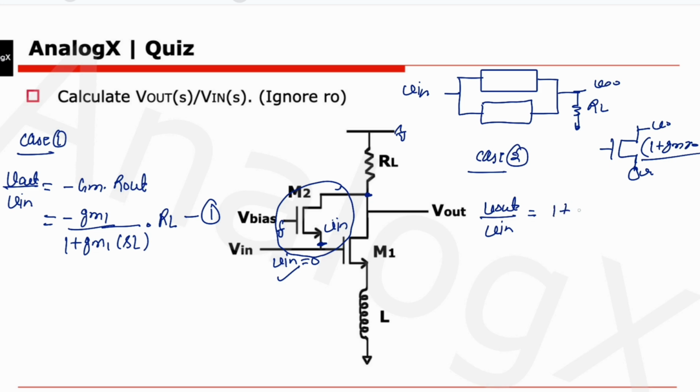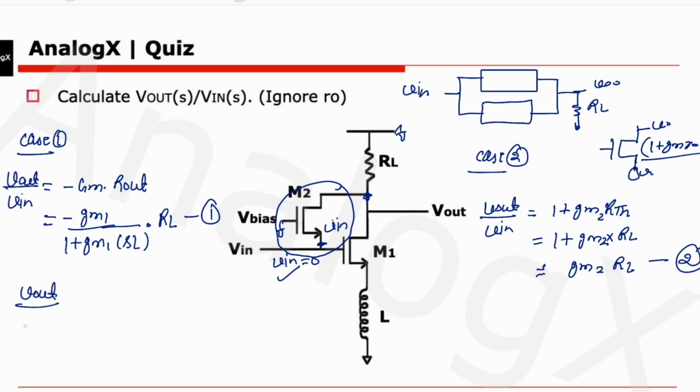That will be 1 plus Gm R naught, but instead of R naught we will consider RTH, looking from the equivalent impedance. What will be the RTH here? RTH will be the same, that will be RL only. So this is Gm2, and if I approximate this, it will be Gm2 into RL. So I got two outputs from two inputs. Now I will add both results and get the total V out by V input.